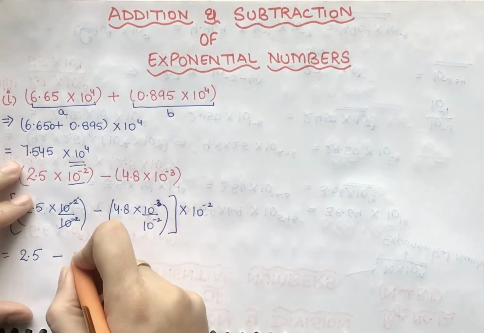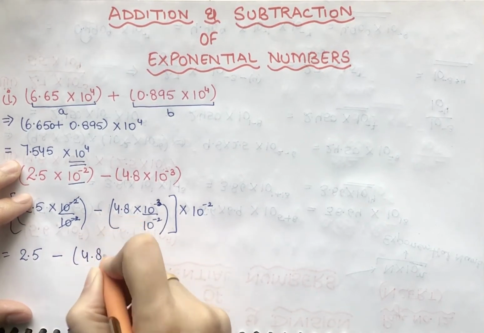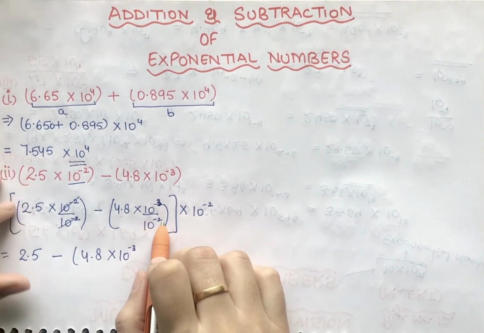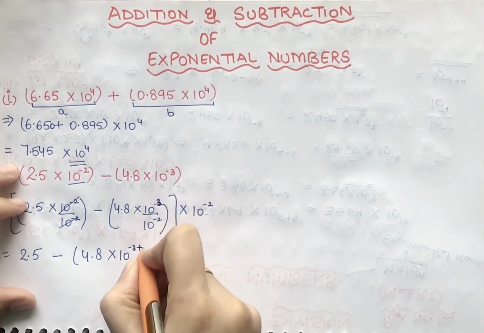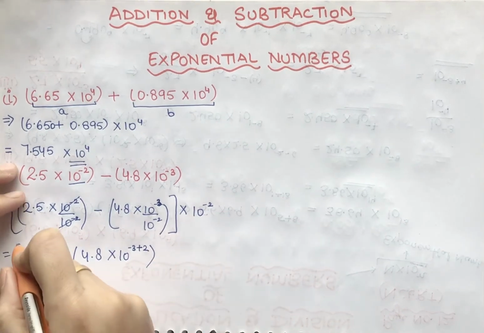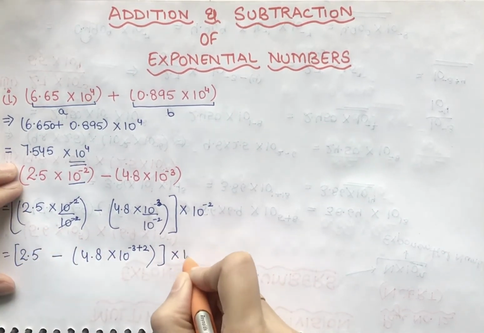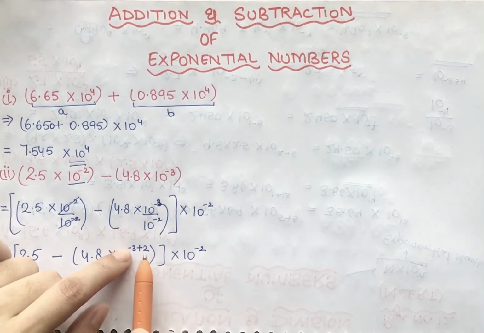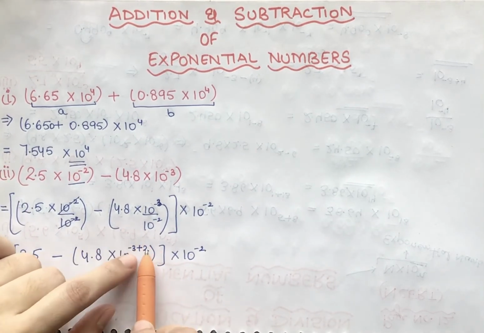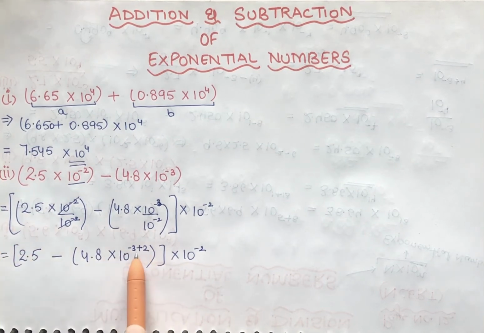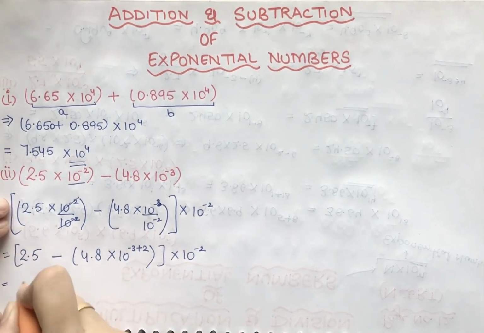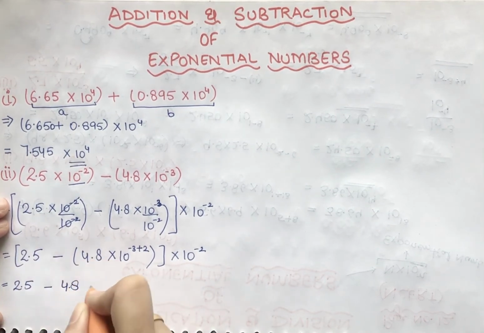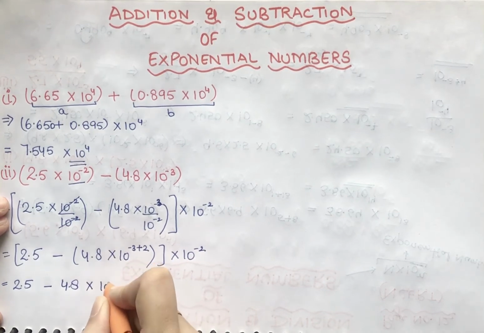Okay, so let's write 4.8 into 10 raised to power minus 3. It has changed its sign, so it will be plus 2, right? And the rest we are having into 10 raised to power minus 2, right? So 10 raised to power minus 3 plus 2, that means now I have to subtract these values, so it will be 10 raised to power minus 1. So 2.5 minus 4.8 into 10 raised to power minus 1.